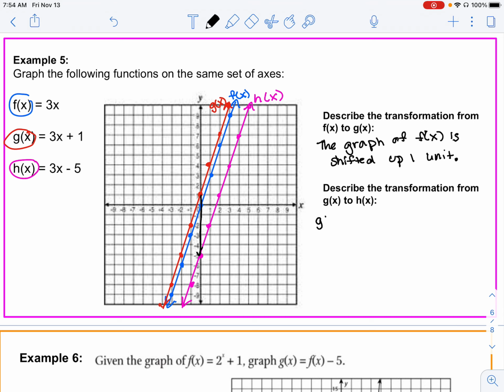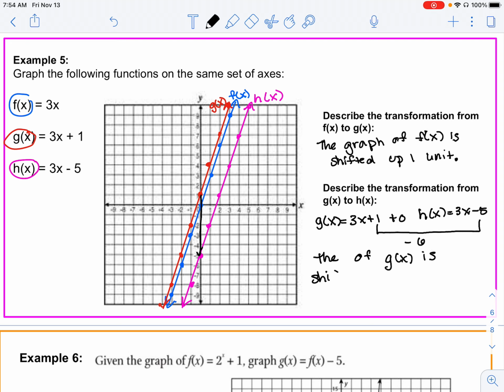If you look at the functions, how did I get from g of x to h of x? If you look at their y-intercepts, I had to subtract 6 units. So this would be the graph of g of x is shifted down 6 units.